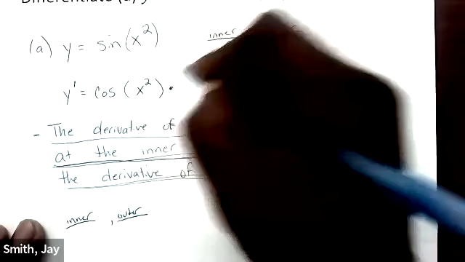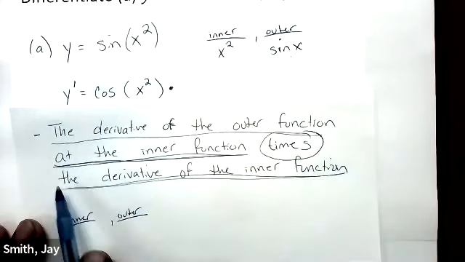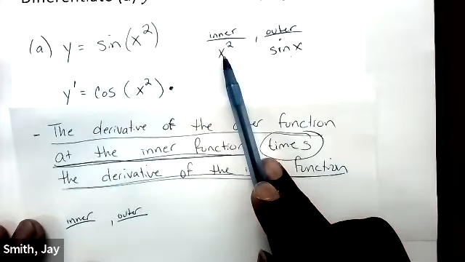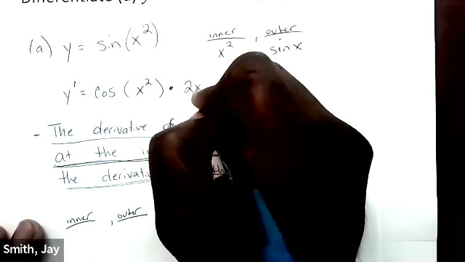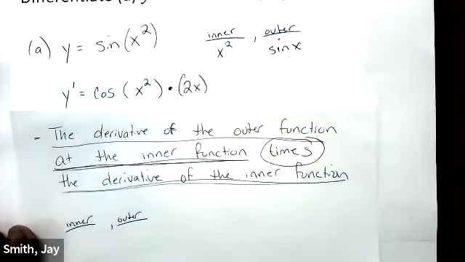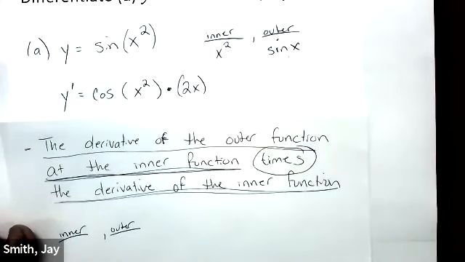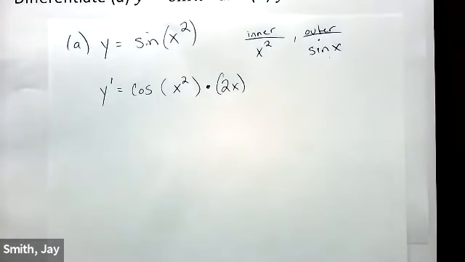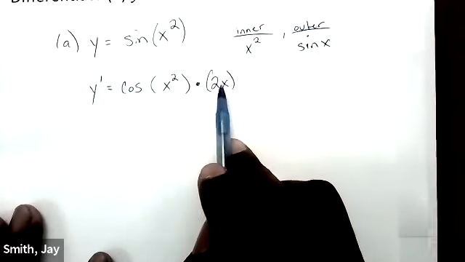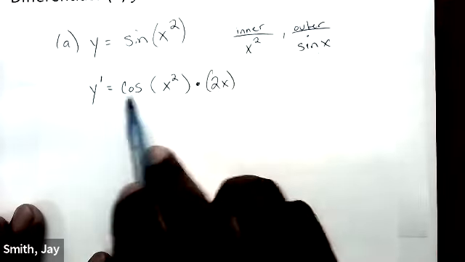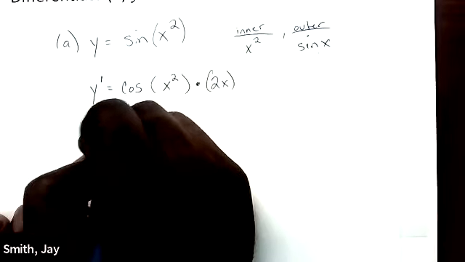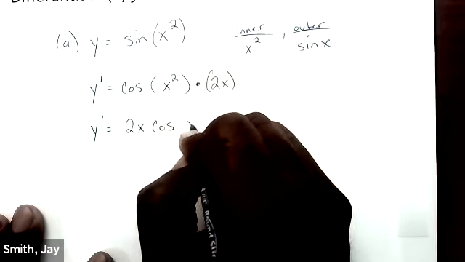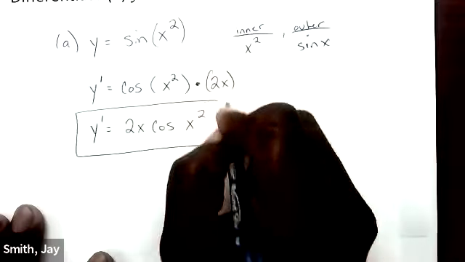We don't need to multiply this or times the derivative of the inner function. My inner function is x squared, the derivative of x squared. Once again, like in the first example, it's 2x. So we applied the chain rule appropriately. Now we're just going to look to simplify if possible. My coefficient, or 2x, typically goes in front of trigonometric functions. So y prime will be 2x cosine of x squared.